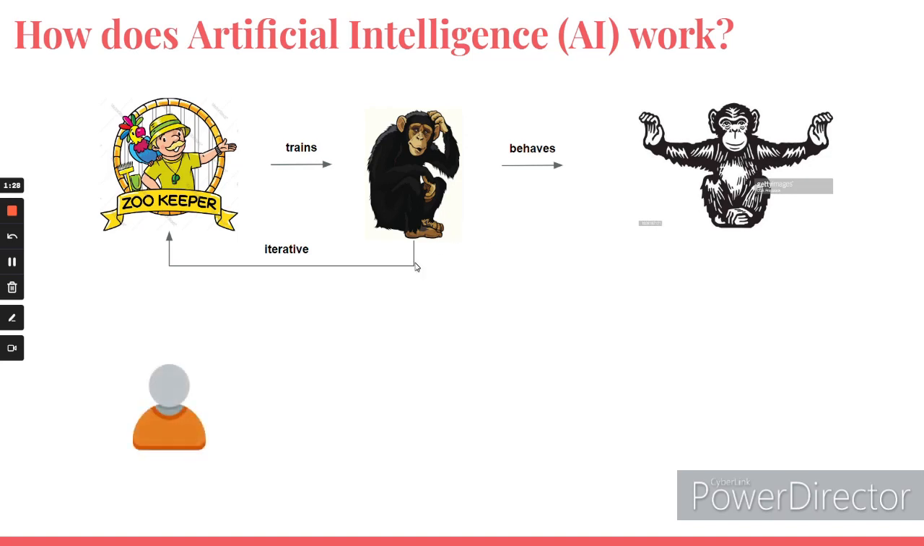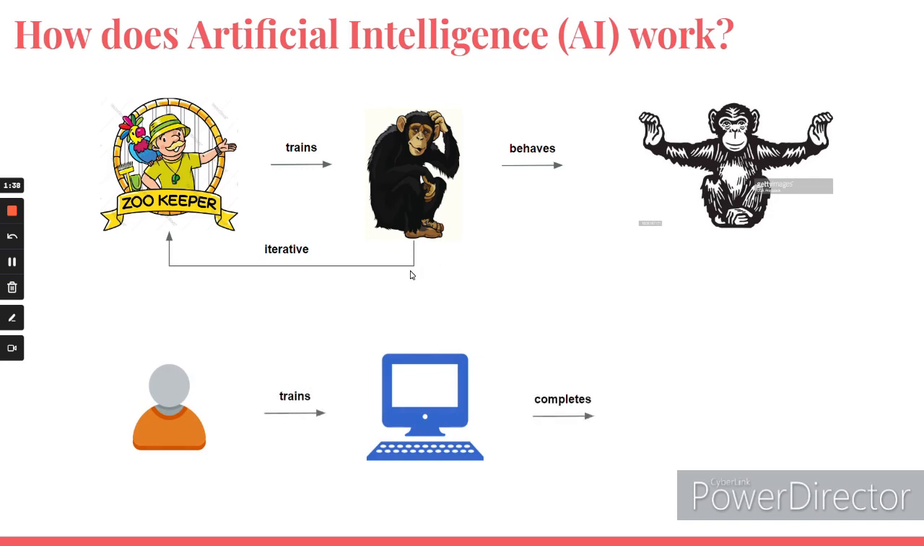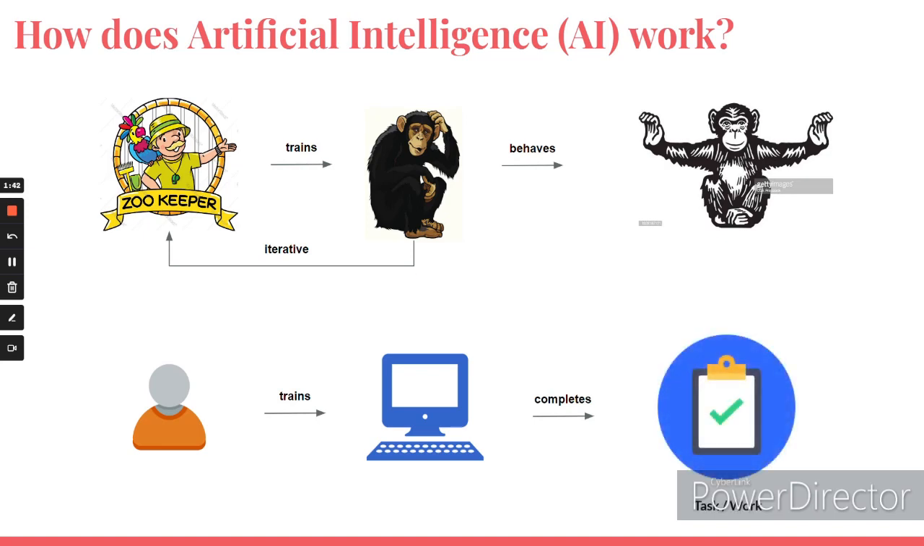On a similar note, humans need to train the machine to perform certain tasks. The machine can learn from the training just like the monkey. Also, as we've noticed before, the learning process is iterative in nature. So the more data that we give the machine, the better results we would get.